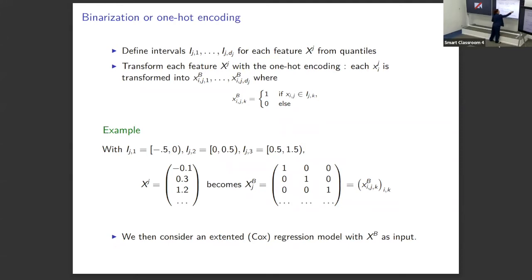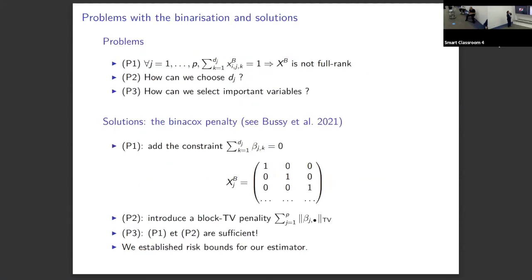So we have these columns, and each column has been binarized, so it transforms this type of matrix. Then you concatenate these matrices, so you now have a very large matrix with only ones and zeros. Evidently it's larger than the initial matrix. So we have some problems, because even for one variable, if I sum each row, it sums to one. So I have a problem with the rank of this matrix. I don't know how to choose the number of intervals. It is 3, 4, 5, I don't know. And I want to select only important variables.